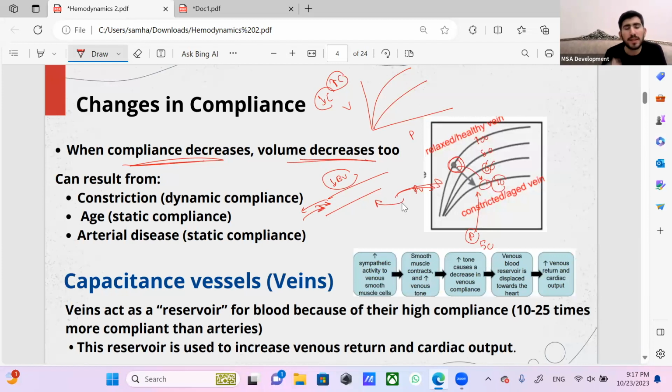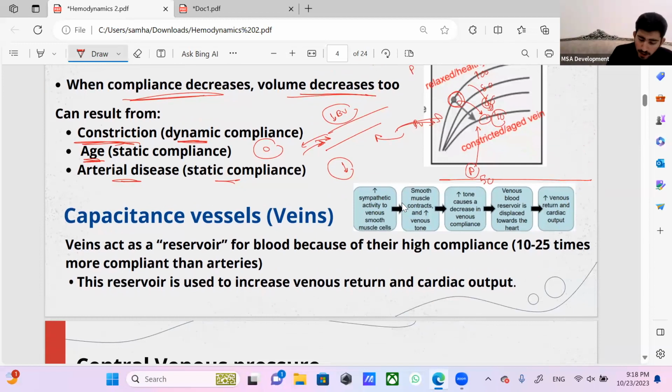Okay, now why would the compliance decrease? What are the things that will make compliance decrease? Now for dynamic compliance, we said it is the sympathetic stimulation that will cause vasoconstriction. If we cause sympathetic stimulation, vasoconstriction will happen, and so the dynamic compliance will decrease because it will become narrower. Now for static compliance, things that stay for life, first thing is age, because when we age, calcification will happen, collagen will decrease, and so the static compliance will decrease, and the blood vessel will be more stiff. And some arterial diseases like atherosclerosis, which is hardening of the arteries, and from its name, atherosclerosis, the artery will be stiff, and so the static compliance of it will decrease. And so these are the things that will decrease the compliance, and once we decrease the compliance, the slope will decrease, the blood volume will decrease, everything will decrease.